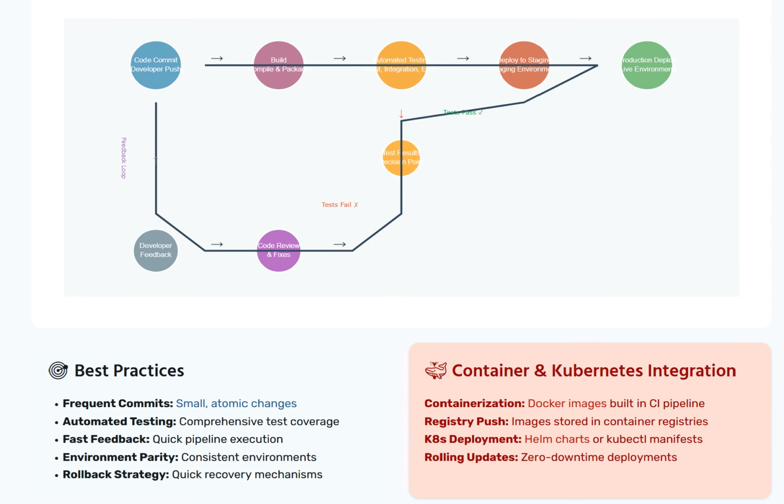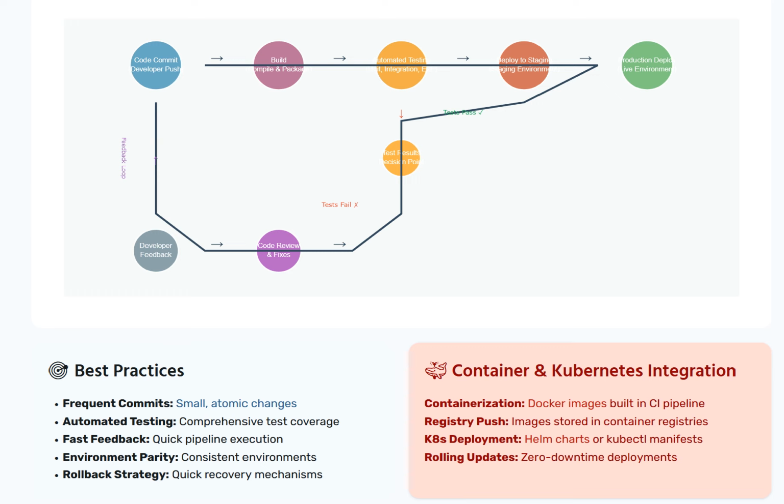So the best practice is frequent commits. So small atomic changes, small changes using the CI/CD pipeline flow, right? And then you test it, right? And then get feedback, right? And then you have a quick recovery mechanism.